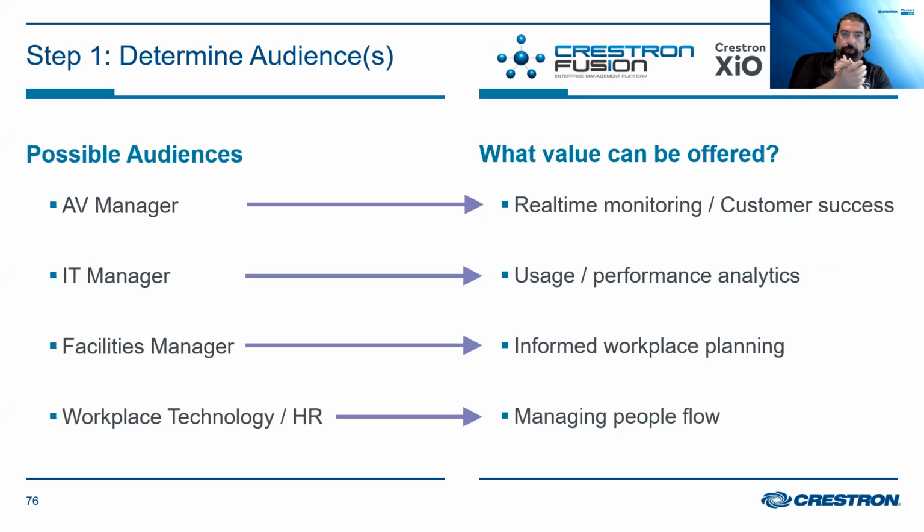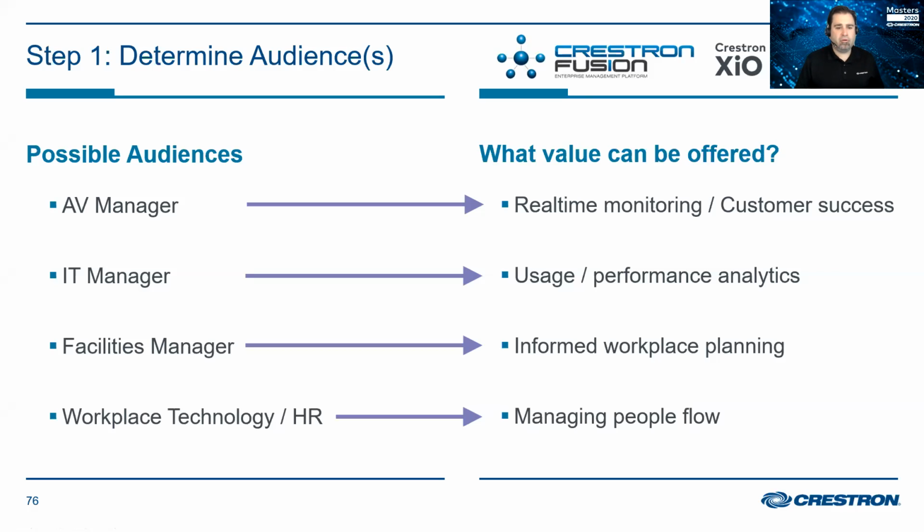Great, and I'm sharing the results because we are running really long. Yep, it's fine. So let's go through. You can see here that most people look at the AV manager with priority, IT manager, followed by facilities managers, workplace technology, human resources, and of course, some folks said none of the above. Perfect. All right, great.